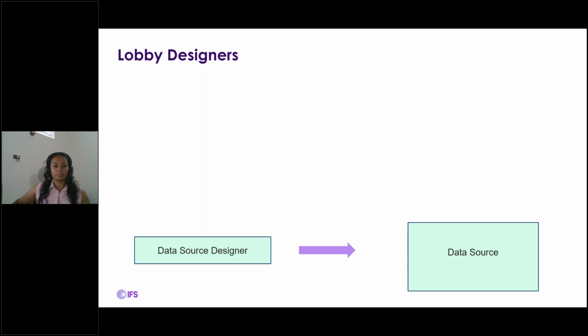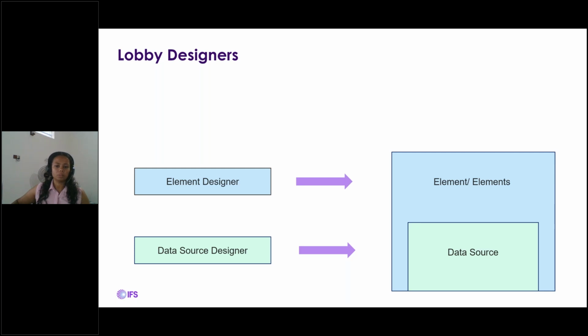So to create lobby data sources, we have a tool called Data Source Designer. And the data sources created with the Data Source Designer are consumed by lobby elements. So it can be one element for a data source, or it can be more than one element. All these elements are configured using the Element Designer. And once you have created all these elements, you can group them in a meaningful way into a lobby page. To do that, we have the Lobby Page Designer.